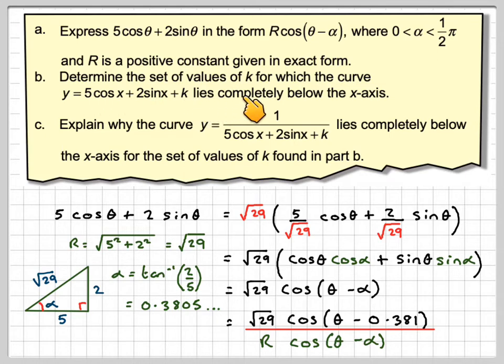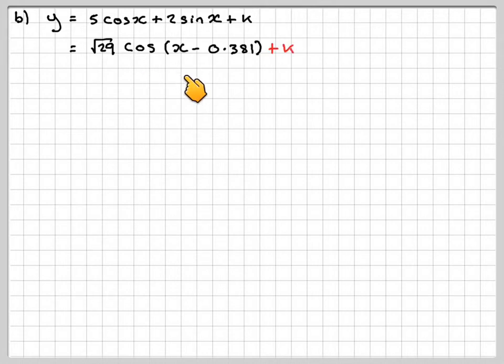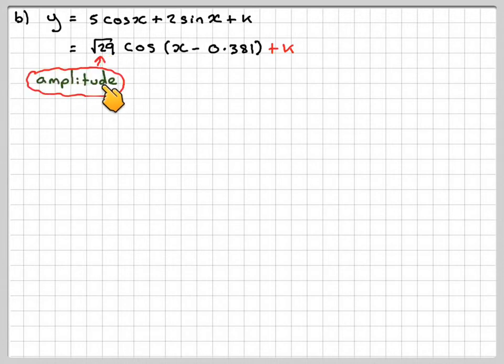We now need to determine the set of values of k for which the curve y equals 5 cos x plus 2 sine x plus k lies completely below the x-axis. So we're going to use this idea that this here will be the amplitude, and that will help us determine the values of k. So we've now got 5 cos x plus 2 sine x plus k, that's equal to root 29 cos(x minus 0.381) plus k. Now, if I just remember, this bit here gives you the amplitude of this cos graph. One of the reasons for writing this in this format is to find the amplitude.